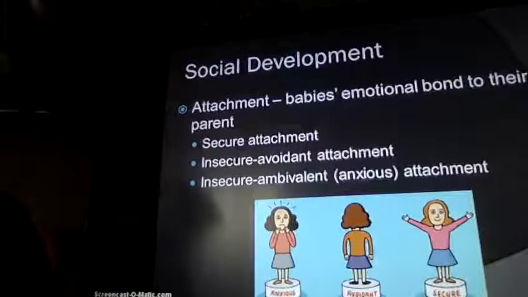There's also a fourth attachment element, which is fearful, when the individual is both avoidant and anxious in their attachment style. So if somebody is low on avoidance and low on anxiety, they are considered to have a secure attachment style.